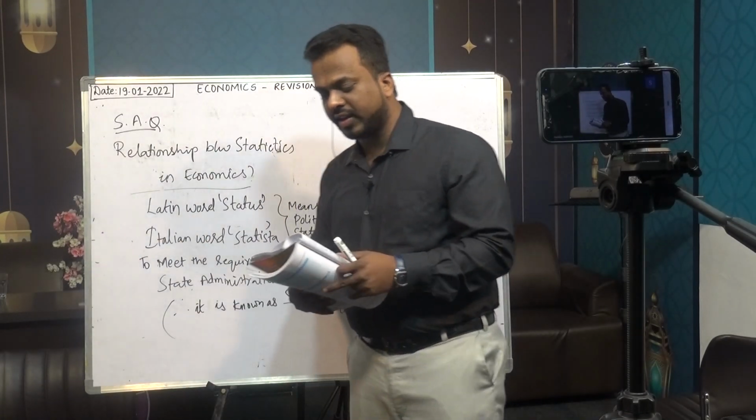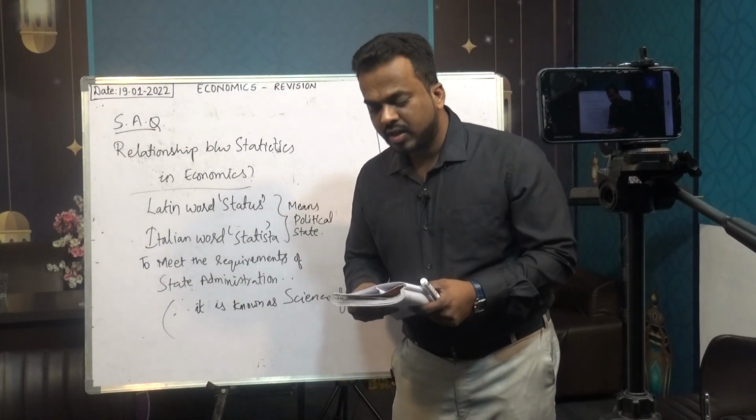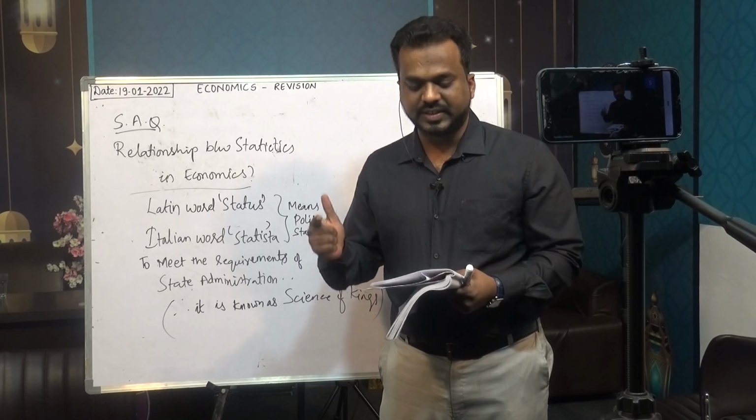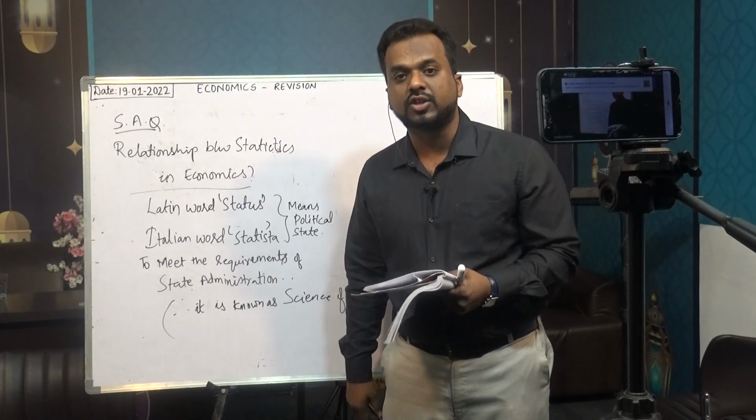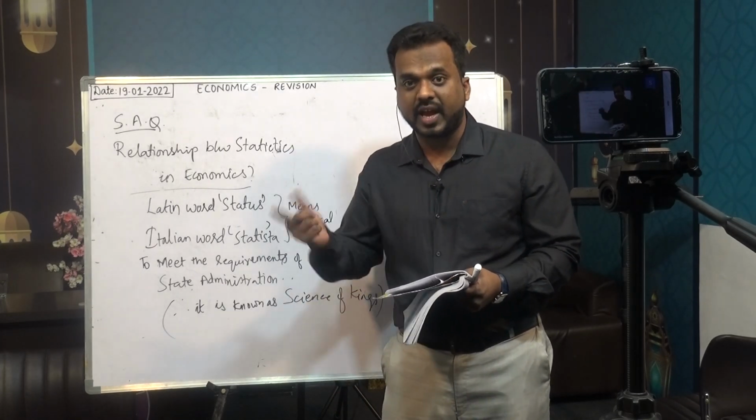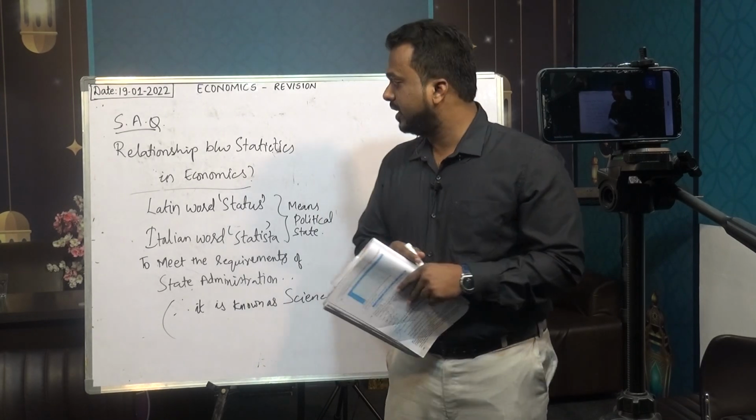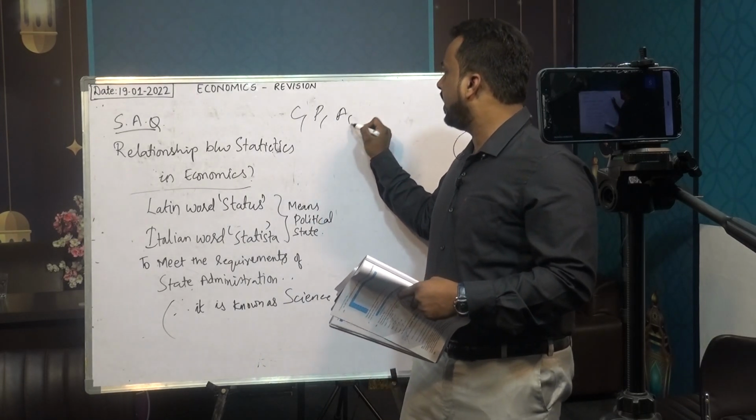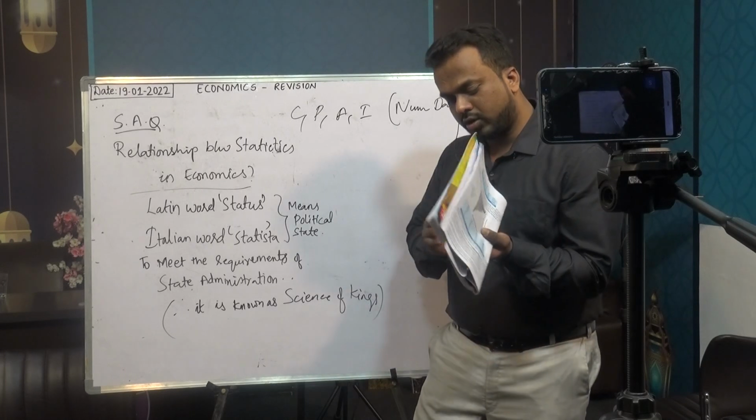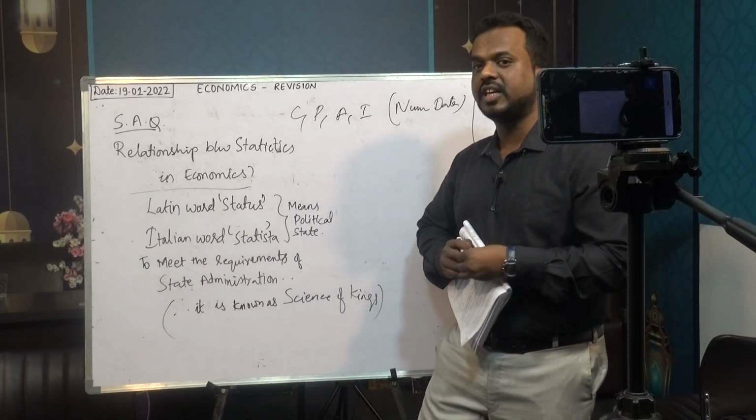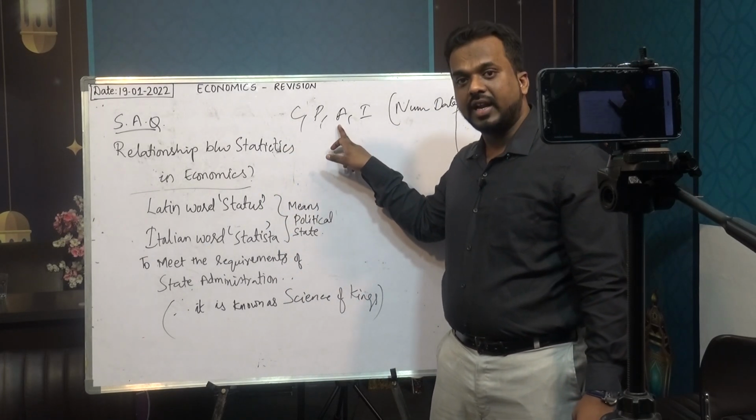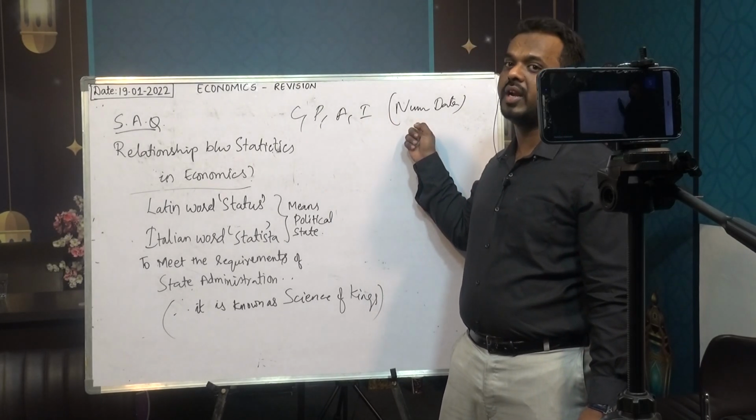Okay. Now further what is said, according to Croxton and Cowden, these are the economists, they say that statistics may be defined as the collection, presentation, analysis and interpretation of numerical data, okay. CPAI, you can remember in this way, CPAI. C is collection. According to Croxton and Cowden, statistics is the process of collection, presentation, analysis and interpretation of numerical data.